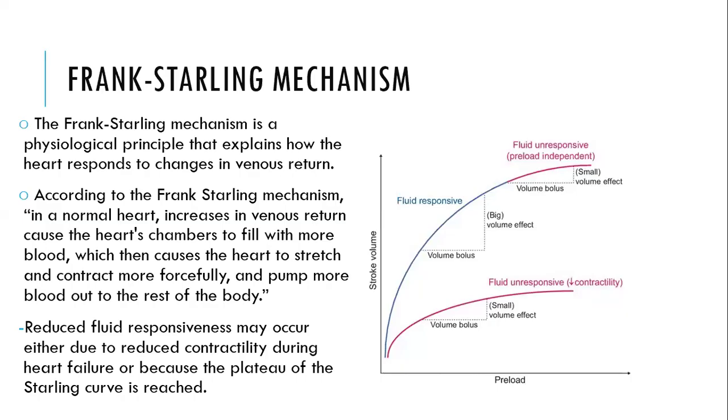So the Frank-Starling mechanism is a physiological principle that helps to explain how the heart responds to changes in venous return. In a normal heart, increases in venous return will cause the heart chambers to fill with more blood, and what will happen is that it causes the myocardium to stretch and contract more forcefully, leading to increased cardiac output.